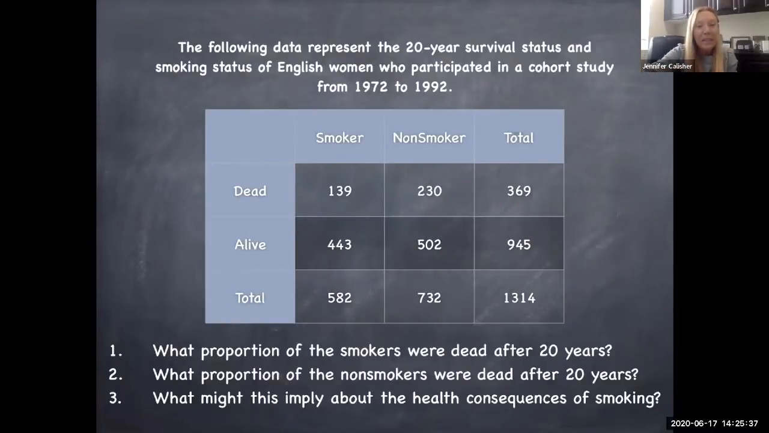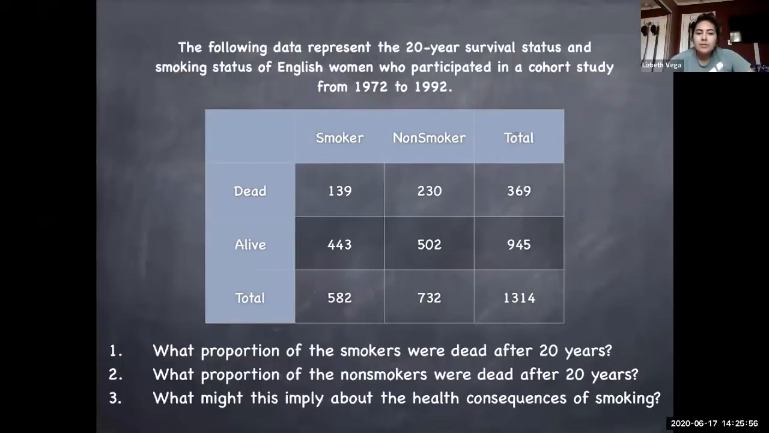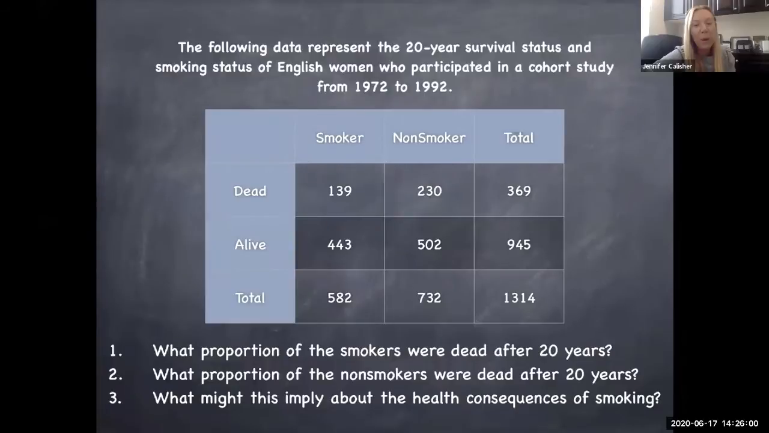So number 1, it says, what proportion of the smokers passed away after 20 years? To figure that one out, let's first figure out how many there were. How many smokers had passed away after 20 years? Liz, can you tell? Is it 139? Exactly.